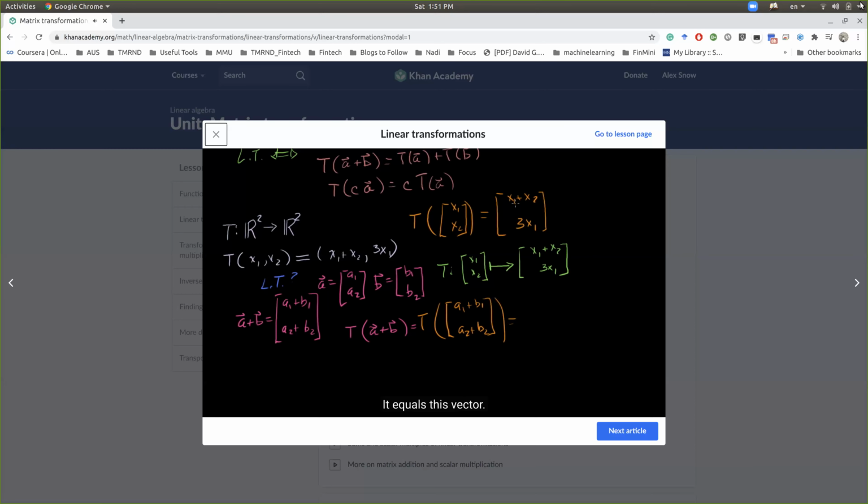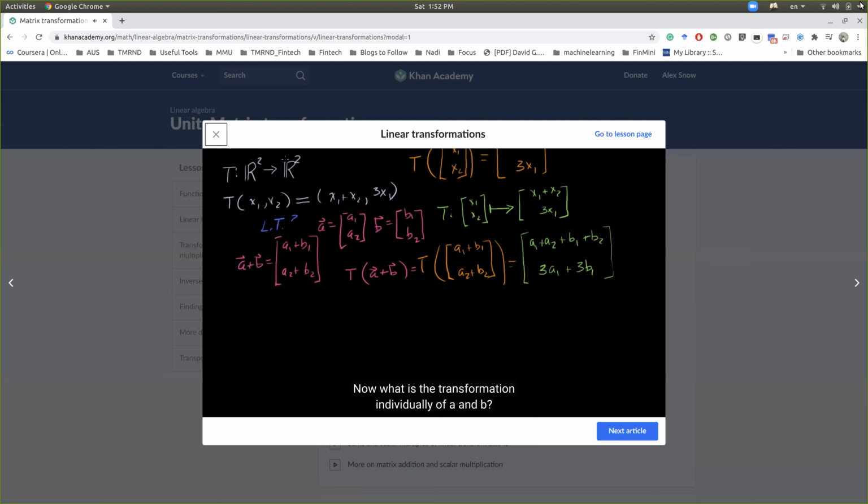It equals this vector, where for the first component here, we add up the two components on this side. So the first component here is going to be these two guys added up. So it's A1 plus A2 plus B1 plus B2. And then the second component, by our transformation or our function definition, is just 3 times the first component in our domain, I guess we could say. So it's 3 times this first guy. So it's 3A1 plus 3B1. Fair enough.